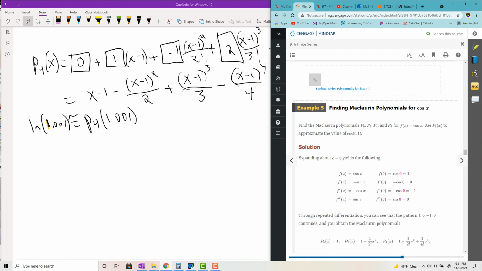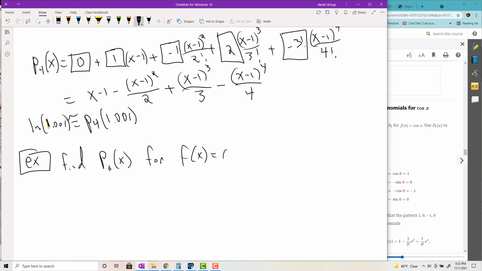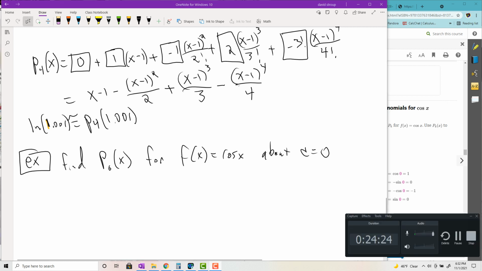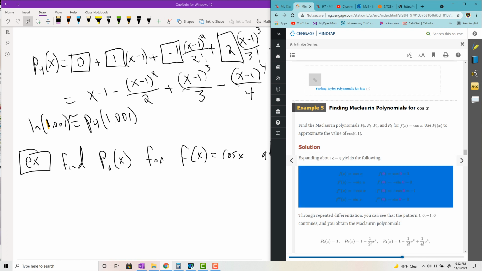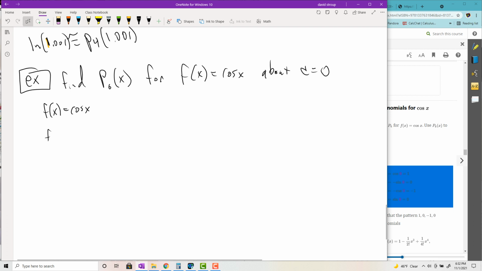Okay, let's look at another example. Example 5: I want to find a Maclaurin approximation, P sub 6 of x, for f of x equals cosine x about c equals 0. So it's the same game. I need to start with cosine, and then it looks like I'm going to need to go up to the 6th derivative.